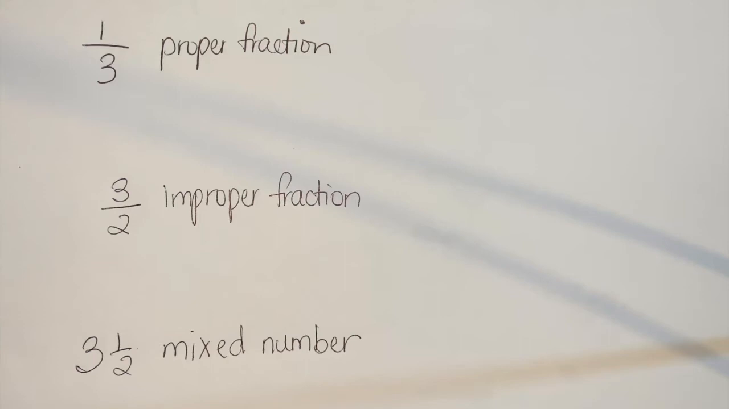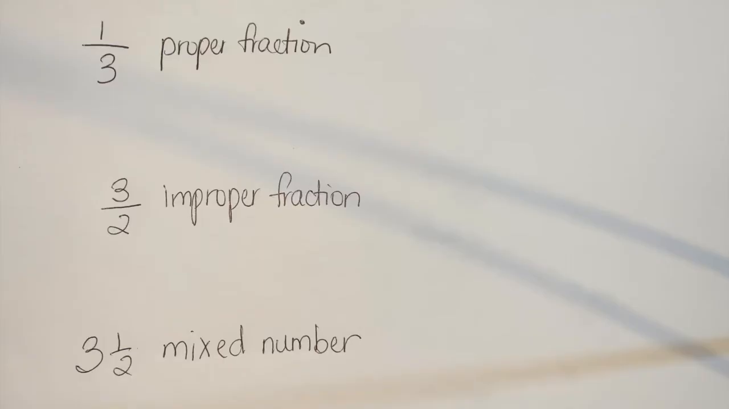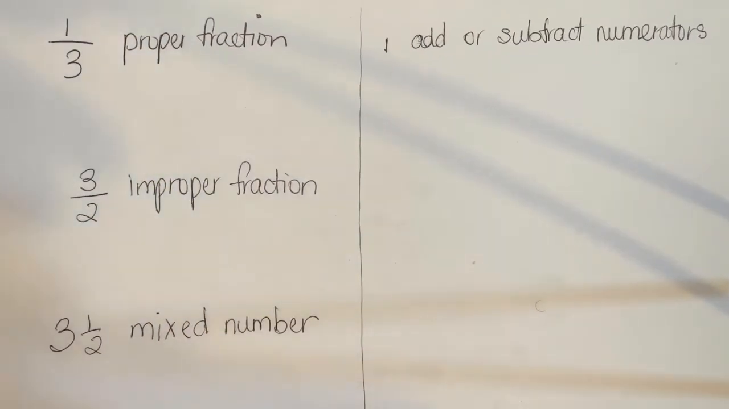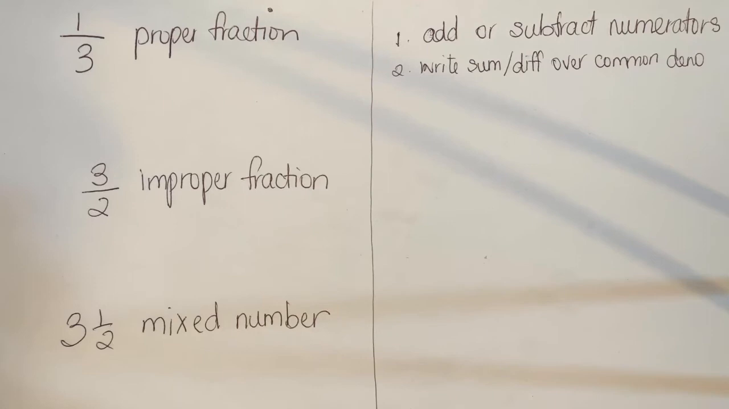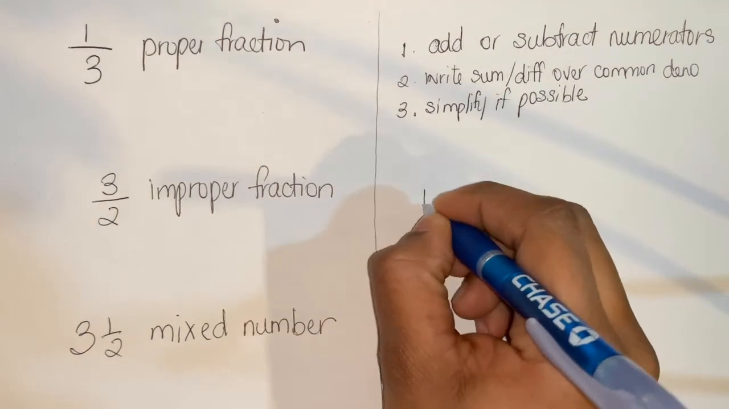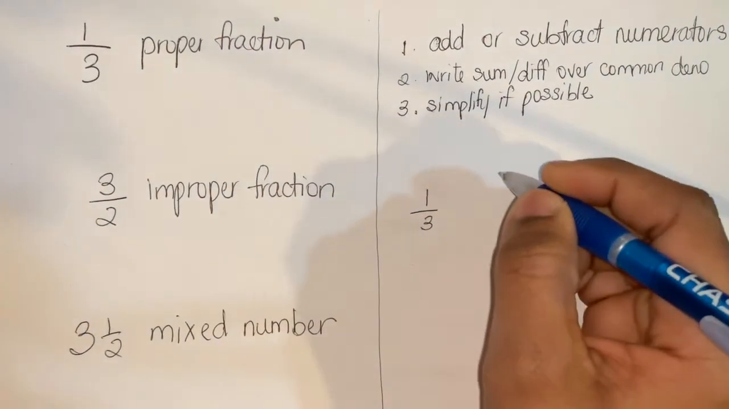With adding and subtracting fractions, you may have like denominators or unlike denominators. However, the fractions may be proper or improper. The same rules apply. Adding and subtracting fractions with like denominators, there are 3 steps. 1. Add or subtract the numerators. 2. Write the sum or difference over the common denominator. 3. Simplify if possible. So our first example, we have 1 over 3 plus 1 over 3.